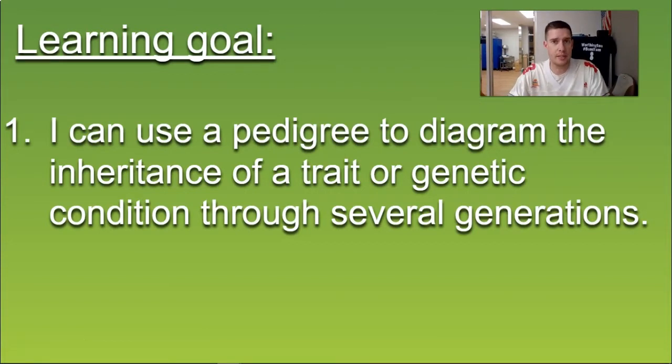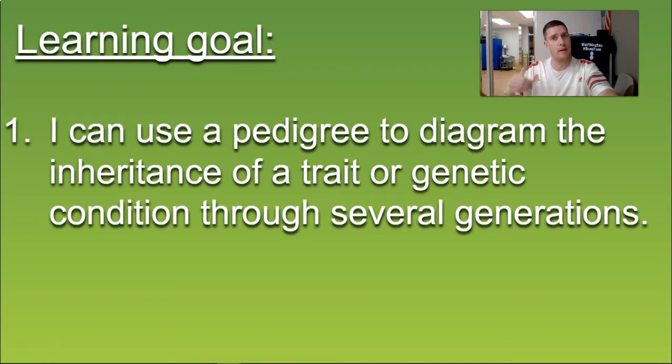So the goal for the next several videos is to be able to use a pedigree to diagram the inheritance of a certain trait or genetic condition through several generations of one family. We've talked a lot about Punnett squares and how we can trace the trait of our interest being passed from the parent generation to the offspring generation. Well, can you go back farther than just the parent generation to trace a trait? Can you go back to the grandparents? Can you go back even farther?